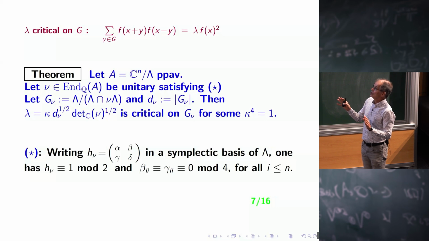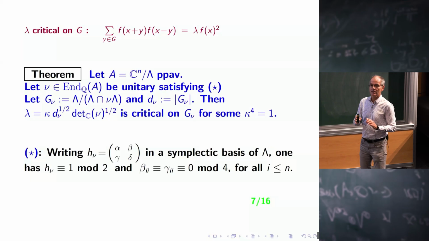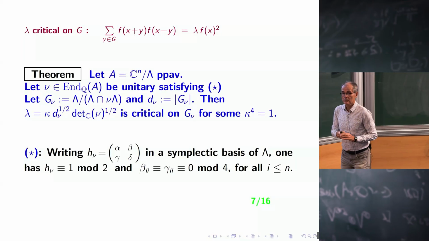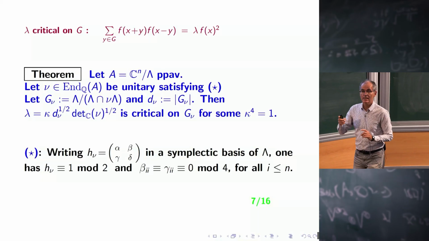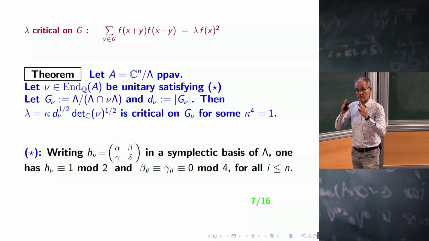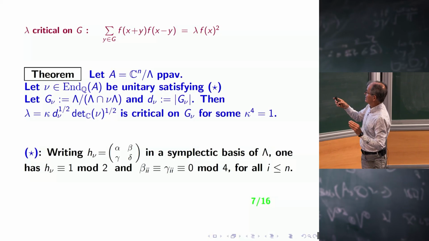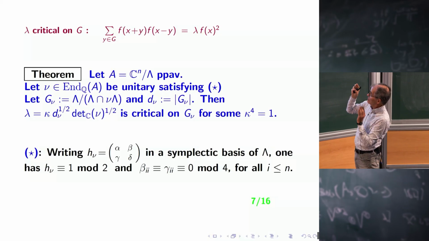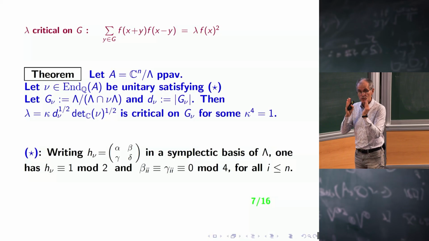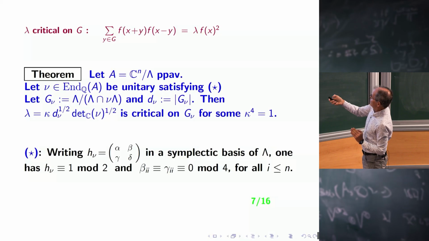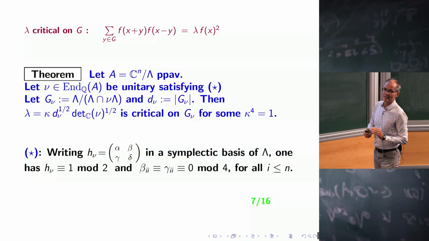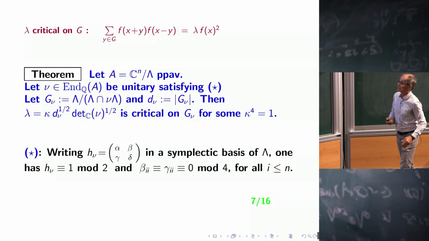I want to do two things. Excuse me, is the determinant positive here, the determinant of nu? No, it's a unitary transformation. It's a complex number of absolute value 1. Okay, but which square root do you take? But there is this kappa. For some kappa, kappa to the fourth, so it doesn't matter. Sorry. No, it's nice. Thank you for asking.